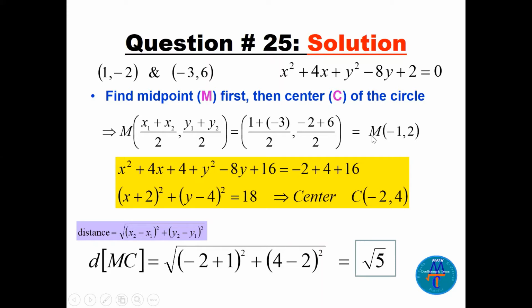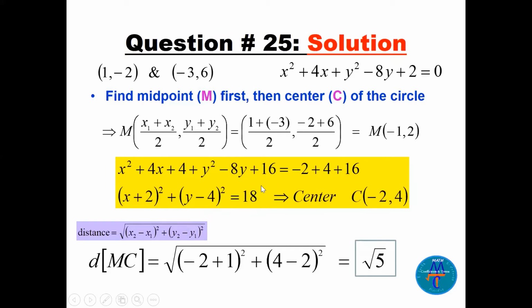So capital M is minus 1 and 2. Now, this is the circle, the yellow one. We have to complete the square. You know how to complete the square. The coefficient of x squared should be 1, and the coefficient of y squared should be 1. 4 divided by 2 is 2, square it, add 4 on the other side. Y squared minus 8y: 8 divided by 2 is minus 4, square it, 16. You add 16 here and there. So (x plus 2) squared plus (y minus 4) squared is equal to 18.